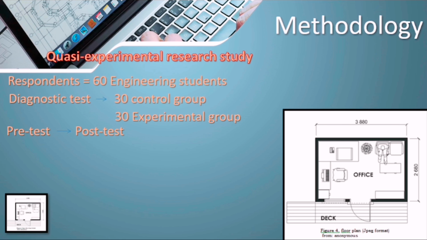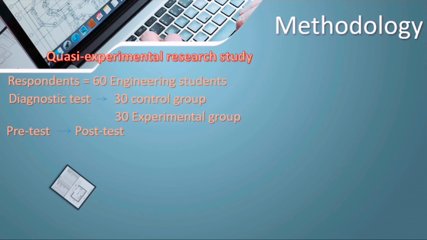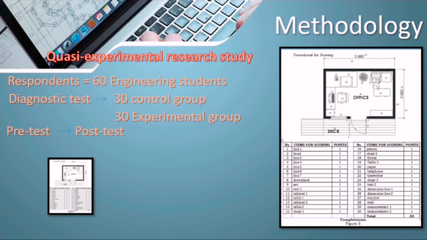So this is our simple floor plan that you are going to draw in the AutoCAD. Now this is an example of the procedure for scoring, for example for completeness. They will be scored according to the number of drawings that they completed in the floor plan. So for example, if they drew the table completely, they will be given a score of 1 point.